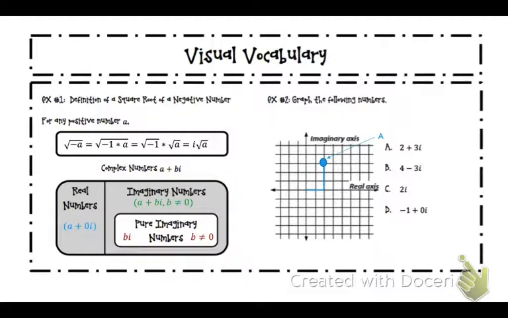Now B: it's 4 minus 3i. So I'm going to go over 4, down 3. That's where point B is. For C, we don't have any real part, so I'm just going to stay at 0. I'm going to go up 2 because it's 2i. That's where C is. Then the last one, D: I'm going to go minus 1, so left 1, plus 0i, so I don't move up or down at all. That's where D is.